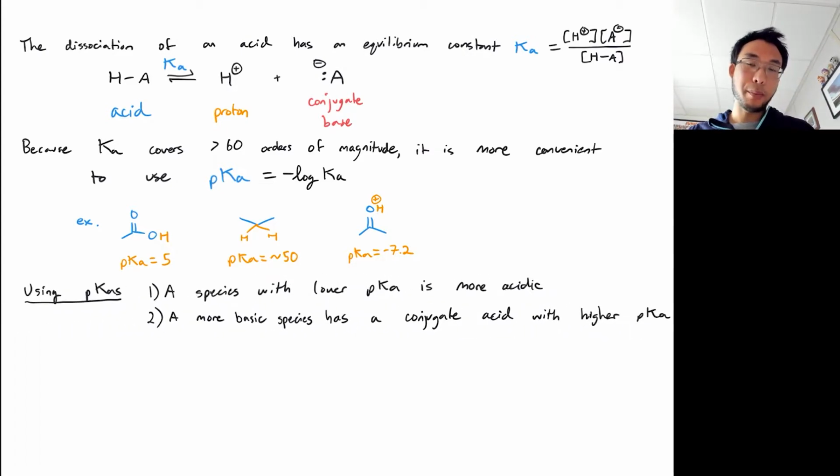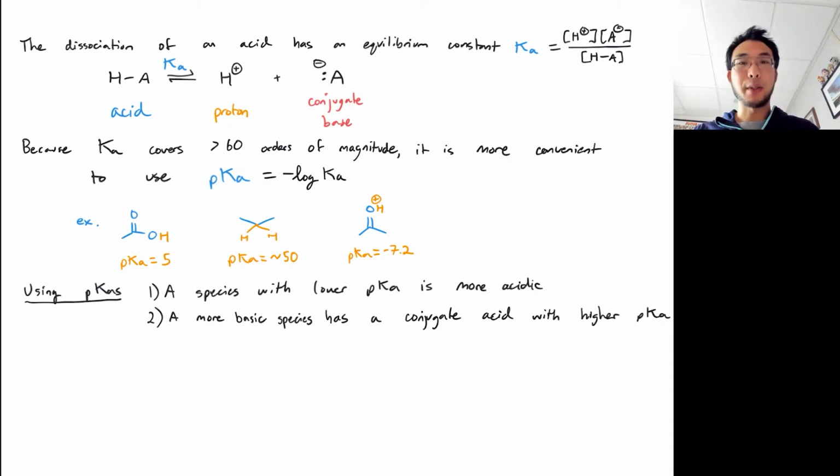And so when we use our pKas, there are two things we want to keep in mind. One is that if we're comparing two protons, the one with the lower pKa is going to be more acidic. So if we're looking up here at these three molecules, the species right here is going to be the most acidic, or this proton specifically is going to be the most acidic out of everything that's shown here.